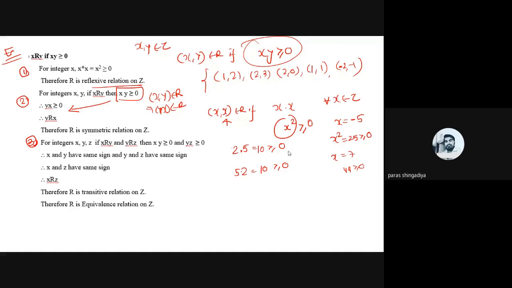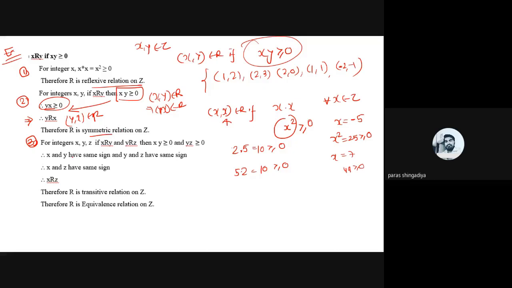ओके, सो लेट्स स्टार्ट अगेन. Okay, we discuss this example: xRy if xy is greater than or equal to 0. ठीक है, ये एग्जांपल हम डिस्कस कर रहे थे and we had discussed the reflexive, then after symmetric. ठीक है, why is it a symmetric relation? क्योंकि you can easily verify that अगर xy greater than or equal to 0 है तो yx greater than or equal to 0 ही होगा. ठीक है, and therefore we can write that yx belongs to the R. ठीक है, and it is the proof.